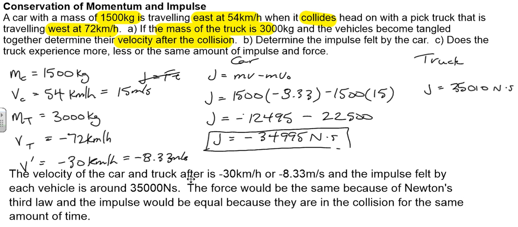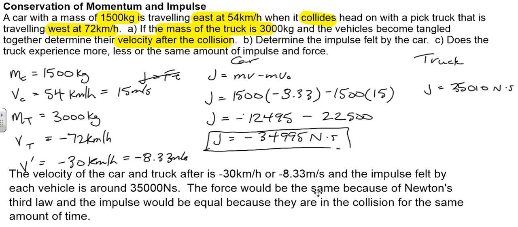So the velocity of the car and the truck after, because they're combined, is negative 30 kilometers per hour, or negative 8.33 meters per second if you did it that way. The impulse felt by each vehicle is around 35,000 newton seconds. I say that because one is a little bit less and the other a little bit more. That's simply because of this 8.33. If I went to 5 or 6 decimal places, it's going to work out to just about 35,000.